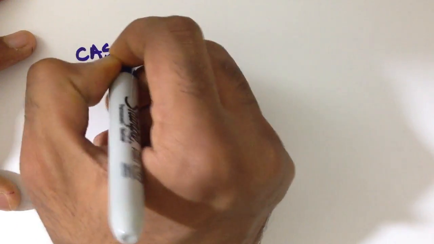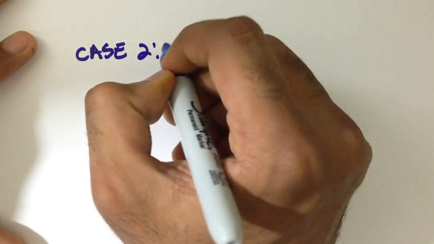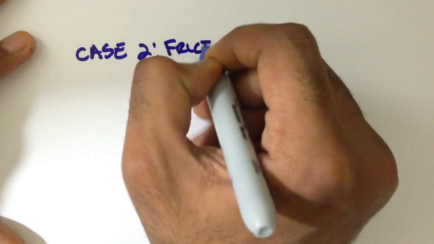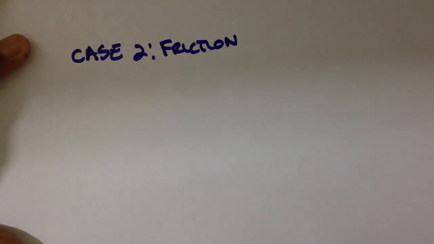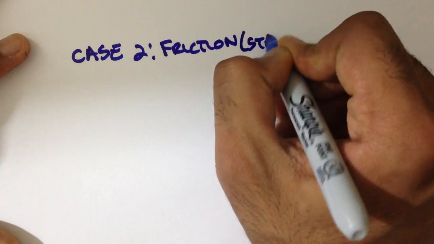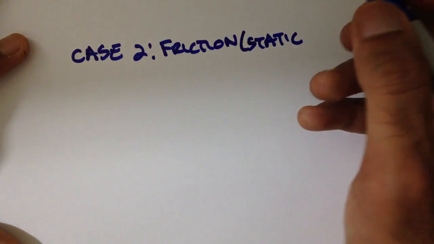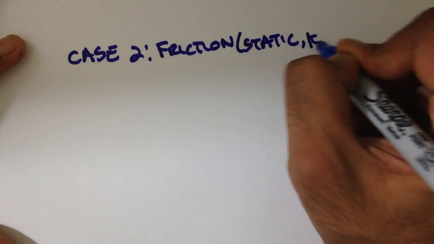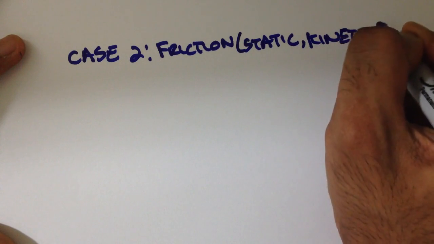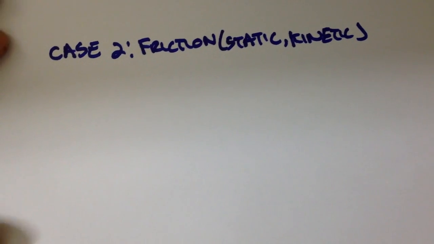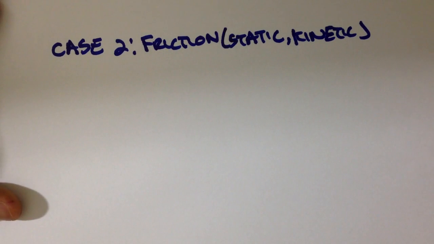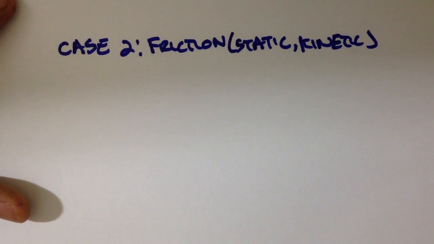So now let's proceed with case 2. In case 2, what we have here is friction. Case 2, we have friction. And I'm going to put here in parentheses static and kinetic. Static and kinetic friction. Okay? Let me write it right here. There you go. Static and kinetic.